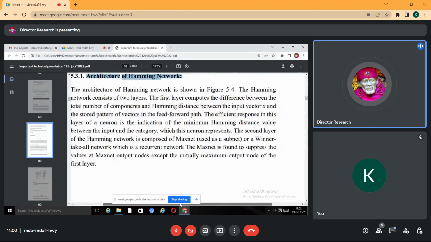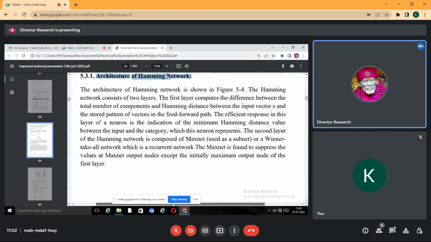The architecture of the Hamming network is shown in the below figure. Let us examine it. The Hamming network consists of two layers. The first layer computes the difference between the total number of components and the Hamming distance between the input vector x and the stored pattern vectors in the feed forward path. The strongest response of a neuron in this layer indicates the minimum Hamming distance between the input and the category which the neuron represents.